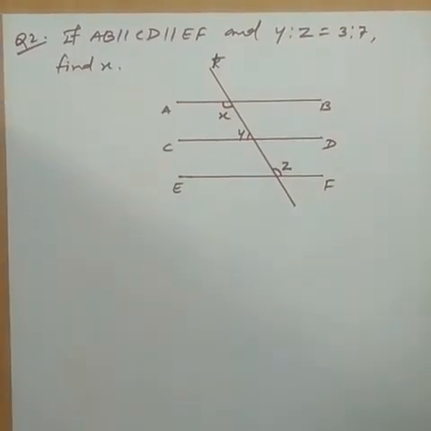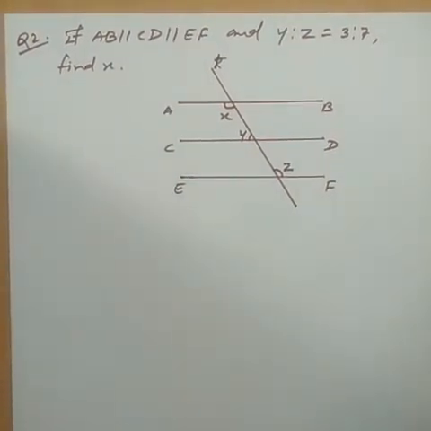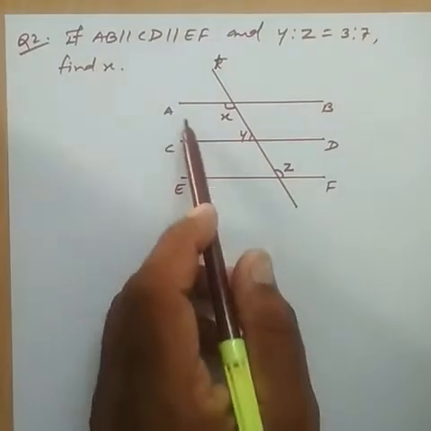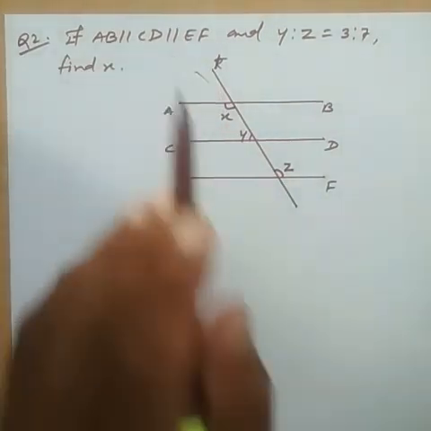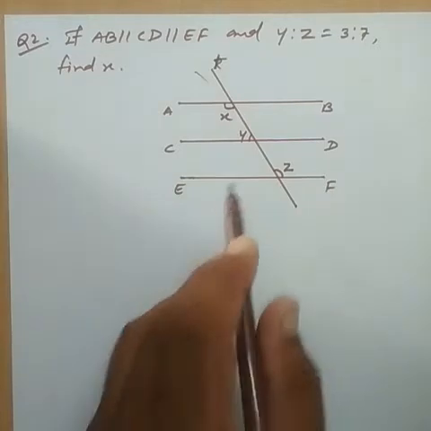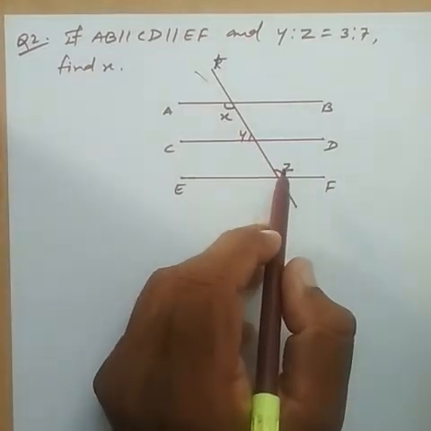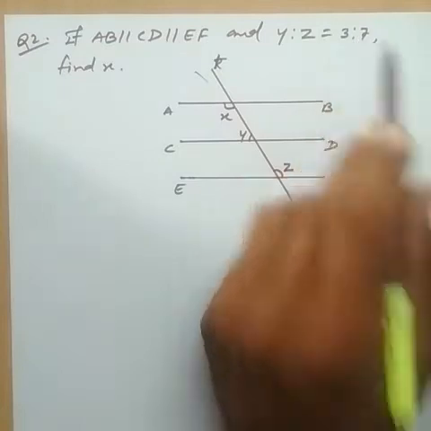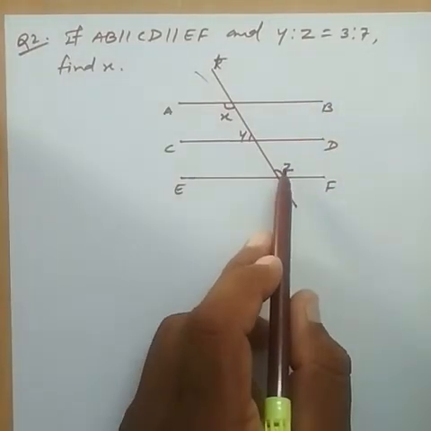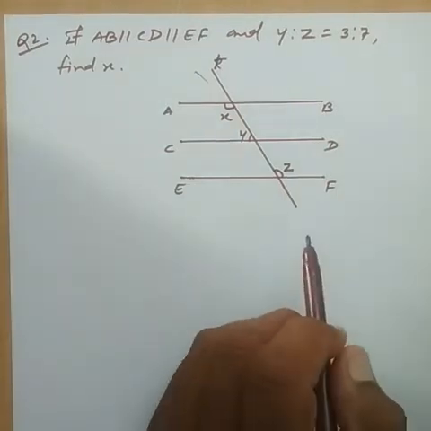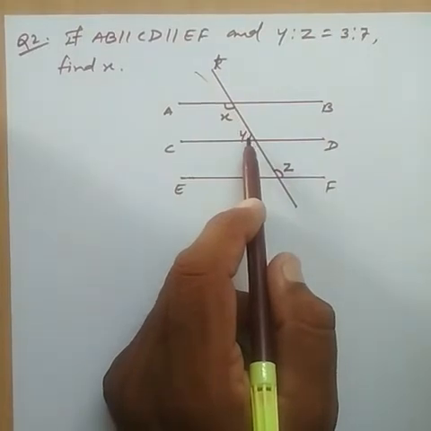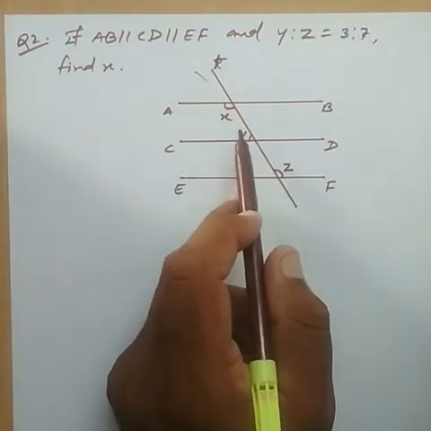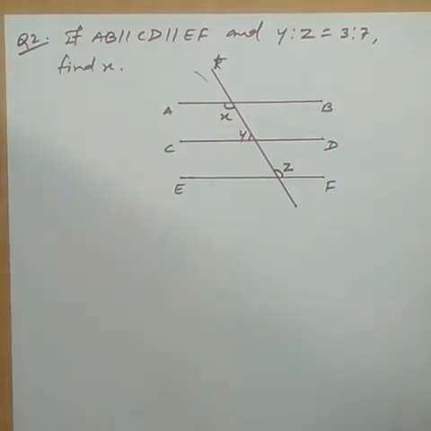Our next question is, if AB is parallel to CD is parallel to EF, there are three lines and these three lines are parallel and one is the transversal, this is denoted by T, and here three angles X, Y and Z. Two angles Y and Z are in the ratio 3:7 and find the value of X. Here there is a relation between X and Y, again X and Z, Y and Z also. So first of all, find the values of Y and Z.